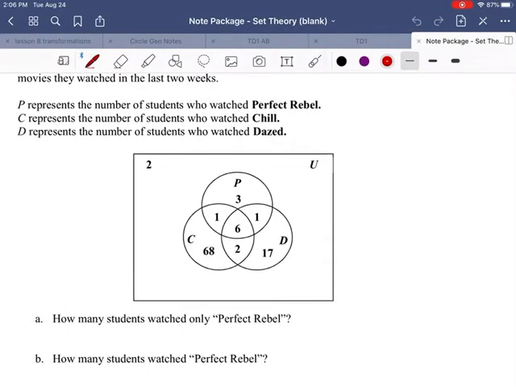All right, and maybe you've seen them, maybe you haven't. So the Venn diagram's given to us, and there's the 3 circles, and we've got our Perfect Rebel, Chill, and Dazed. Now if you remember Venn diagrams, the Dazed students encapsulate all of that. The people that have seen Perfect Rebel are all of those ones, and then Chill are all of those ones. And then as you get smaller and smaller, the middle one is going to be all 3 movies, and so on and so forth. So we have this Venn diagram telling us a whole bunch of stuff.